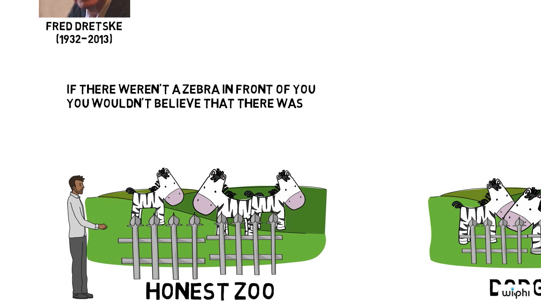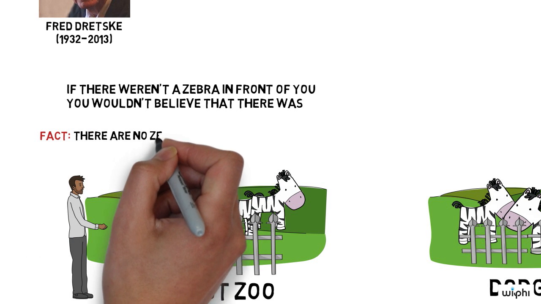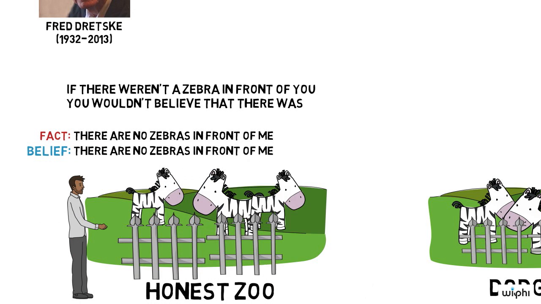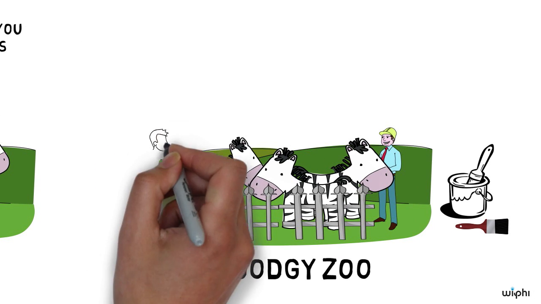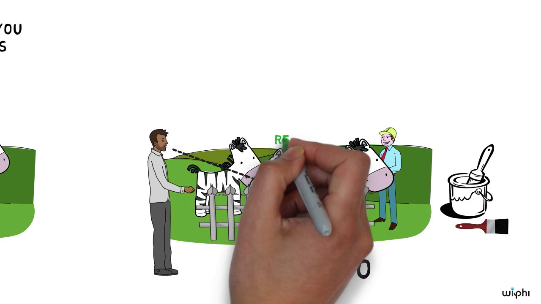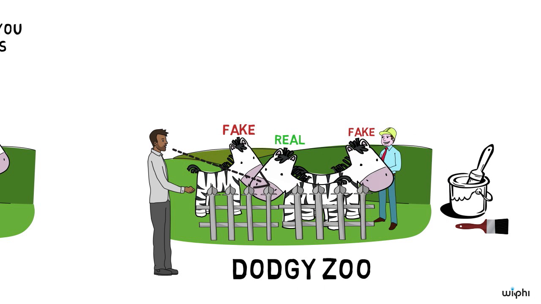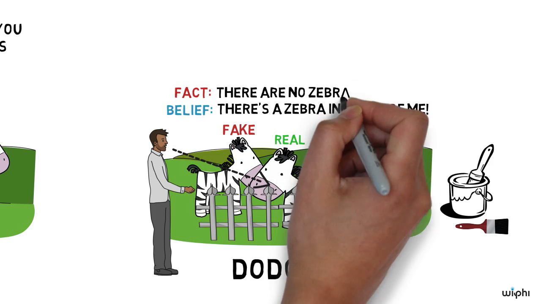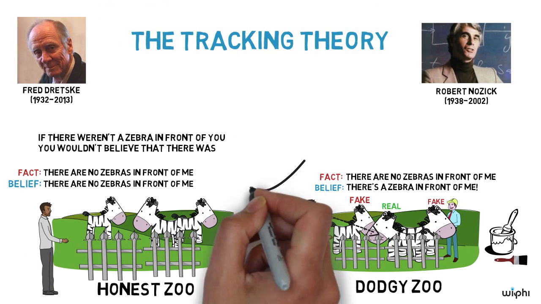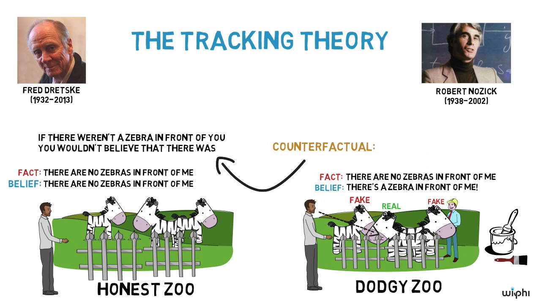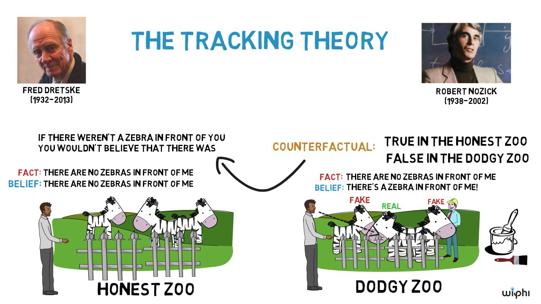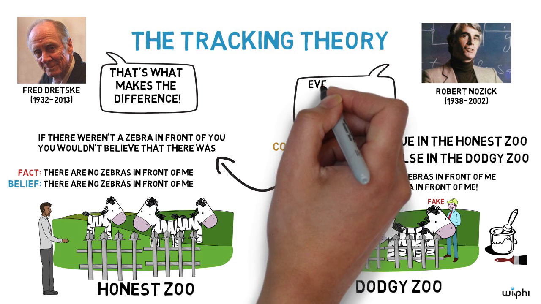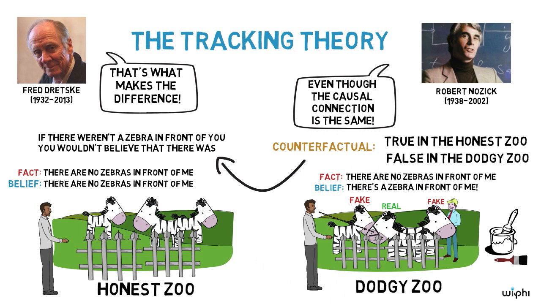Think about it for a minute. There are no fake zebras in an honest zoo. So in an honest zoo, if you weren't looking at a zebra, you wouldn't mistakenly think that you were looking at a zebra. There wouldn't be any fake zebras running around to mislead you about what animal you were seeing. But in a dodgy zoo full of fake zebras, things are quite different. In that zoo, you would still think you were looking at a zebra, even if you really weren't. So that conditional, called a counterfactual, because it describes how things would be if they were different than they actually are, is true in the normal zoo, but false in the dodgy zoo. The tracking theory says that this is why you don't know in the dodgy zoo, even though the causal connection between your belief and the fact is the same as it was in the normal zoo.